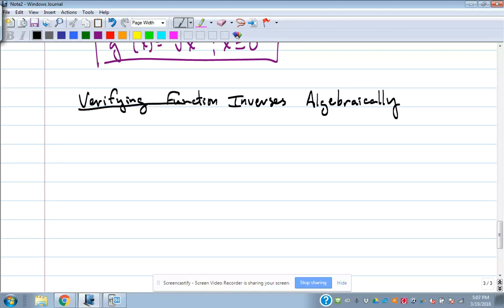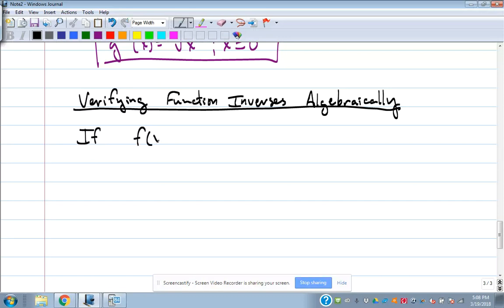Verifying function inverses algebraically. Anything that says algebraically is beautiful because it's mathematics and it works. But it also means there is work to do.